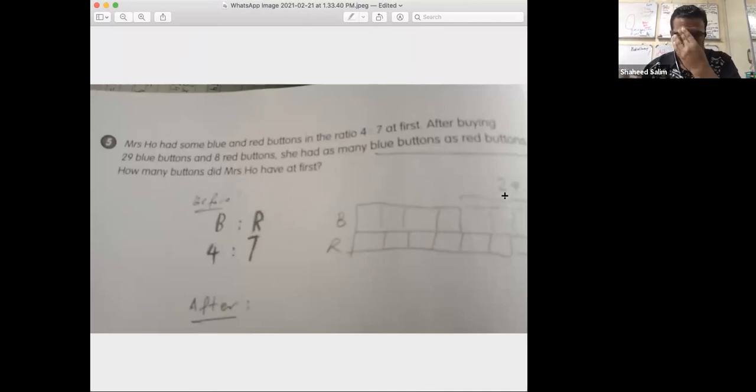So ratio. Mrs. Ha had some blue and red buttons in a ratio of 4:7 at first. After buying 29 blue buttons and 8 red buttons, she had the same number of blue and red buttons. So now, okay, let us see. I'm going to just write on top here. So we read through to understand, okay? Mrs. Ha had some blue and red buttons. So blue down here is 4, red is 7. Well done. Okay, this is correct.